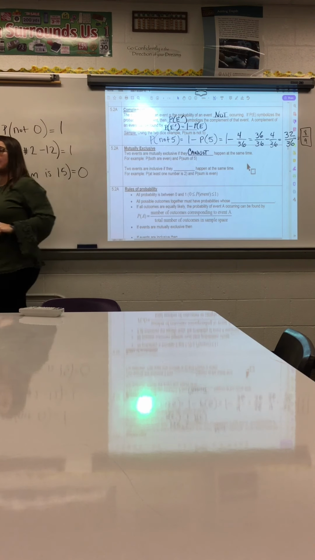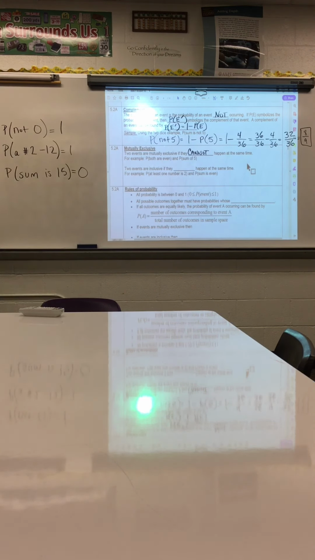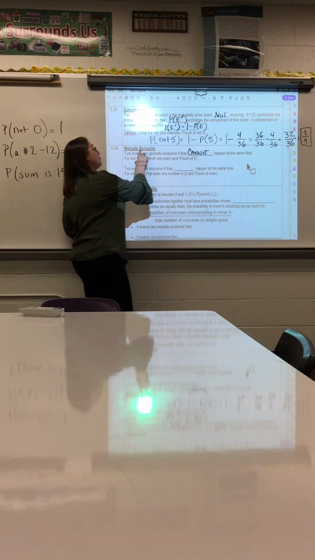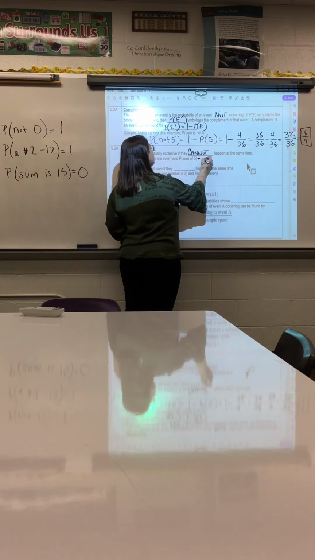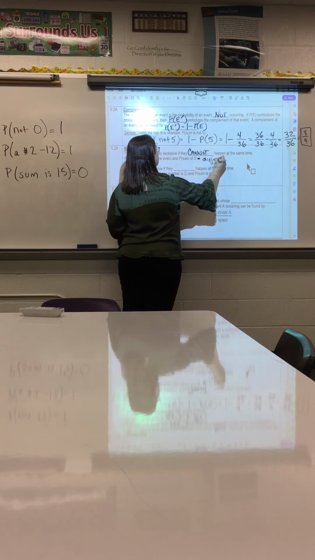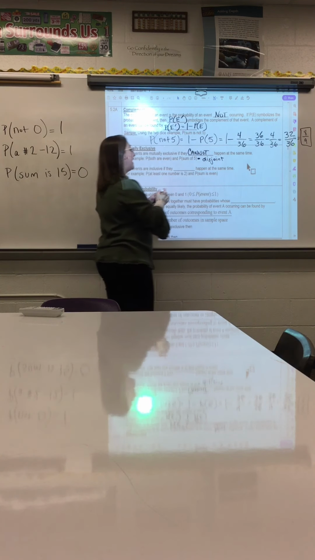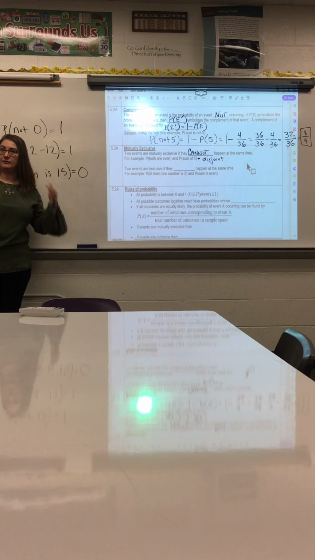Yes, and those two things happen at the same time. Both dice are even, so like a 2 or a 4. Oh wait, and it's a sum of 5. When you get 10, 6 and 4, they're both even, but the sum has to be 5. Right, it's impossible. So these are considered mutually exclusive, or there's another word we like to call this, and it is disjoint, which means they cannot happen at the same time.